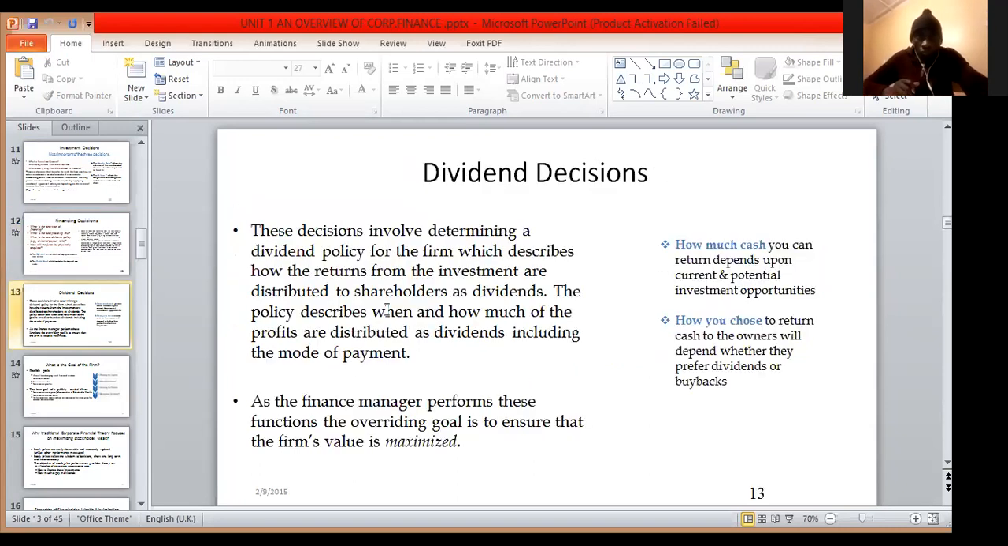The dividend decision. Now, under the dividend decision, as we mentioned earlier, we are making decisions concerning the dividend policy for the firm. It describes how the returns from the investment are distributed to shareholders as dividends. They are expecting dividends at the end of the year.